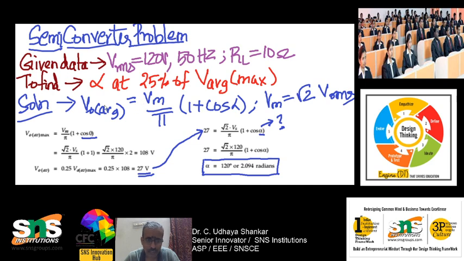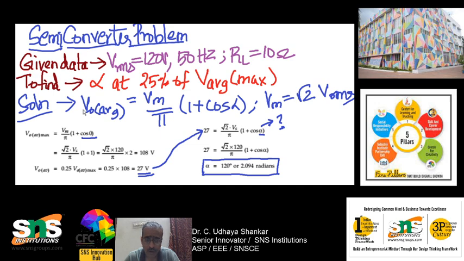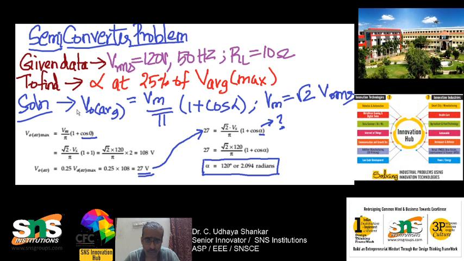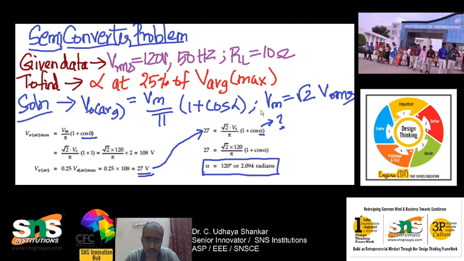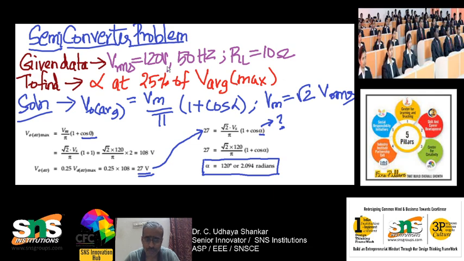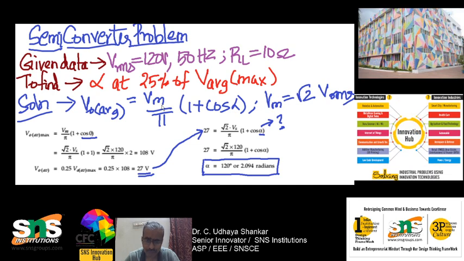As you all know, V0 average, the average output voltage, has the formula Vm by pi into 1 plus cos alpha. This is the formula for the semiconductor average output voltage. What is Vm? Vm is the maximum voltage. We know only the RMS voltage. To calculate the maximum voltage from the RMS voltage, we just multiply it by root 2. So if I multiply 120 volt by root 2, I will get Vm, the maximum value.